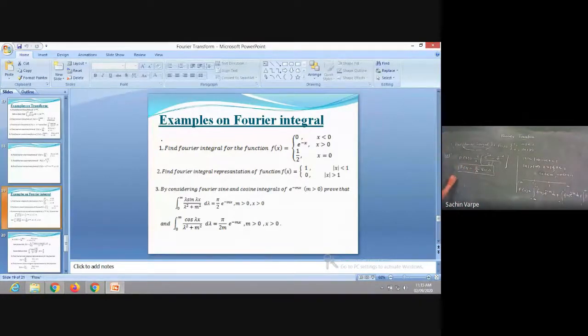So therefore, f of x is equal to 1 upon 2 pi integral from minus infinity to infinity f of lambda e to the power i lambda x d lambda, that is 1 upon 2 pi integral from minus infinity to infinity, where f of lambda is 2 by lambda sine lambda, times e to the power i lambda x d lambda, and that is your final integral representation. Don't need to proceed further. This will be the final answer. This is the Fourier integral representation of the given function.